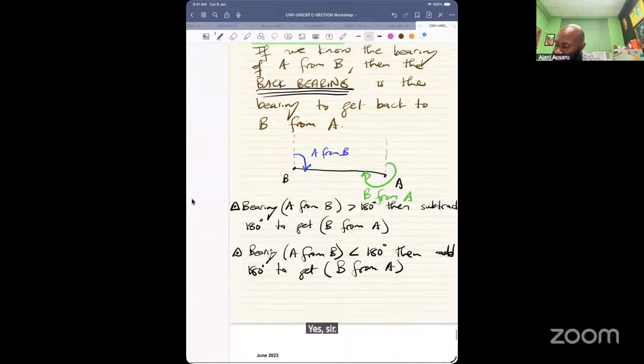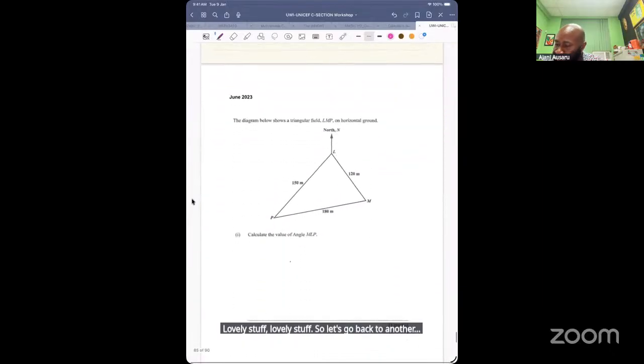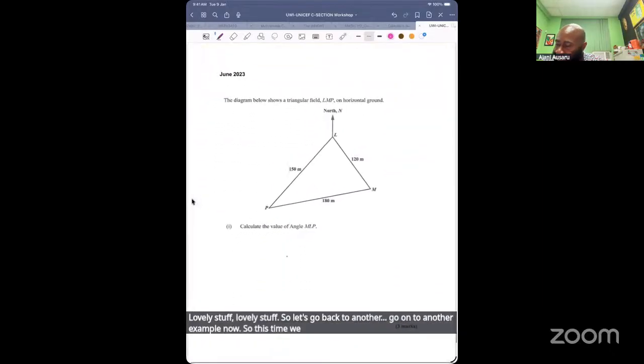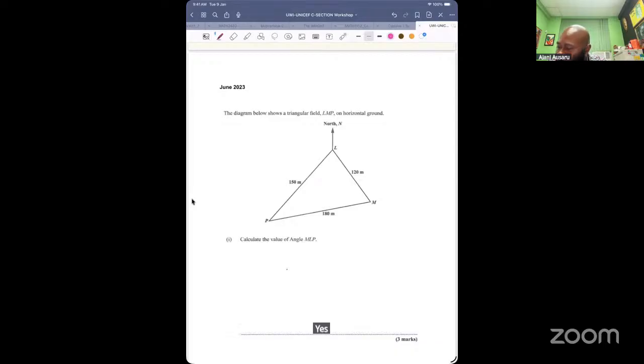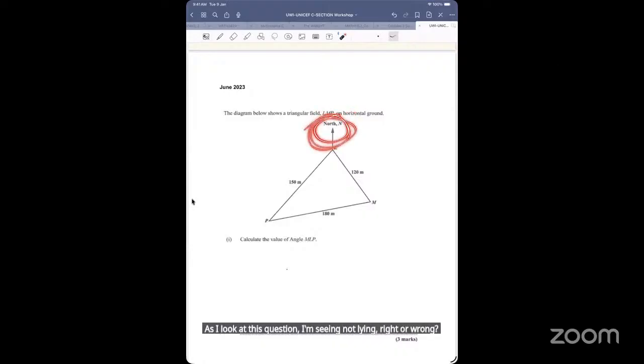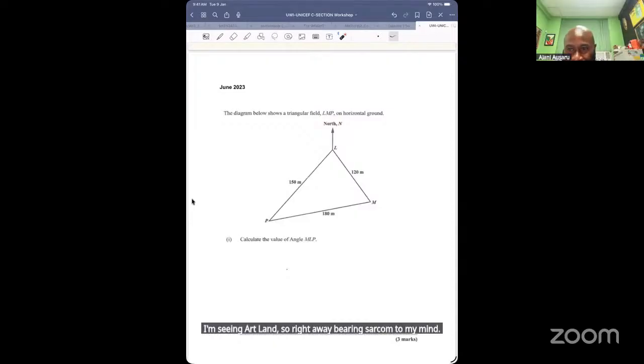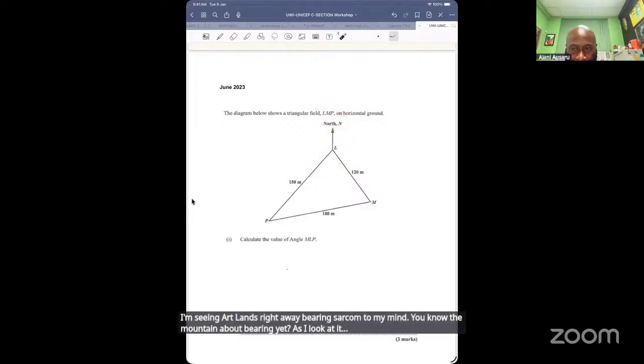Lovely stuff. So let's go on to another example now. This time we can probably move a little bit faster because it's the same type of question. It looks like some bearing to me because as I look at this question, I'm seeing north line, right or wrong? So right away, bearings come to my mind. As I look at it, I'm thinking it's going to ask me something about bearings in a minute, maybe.